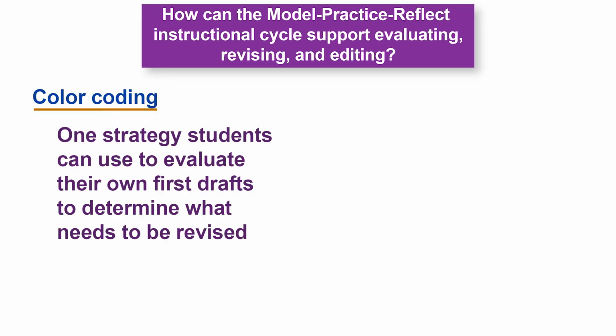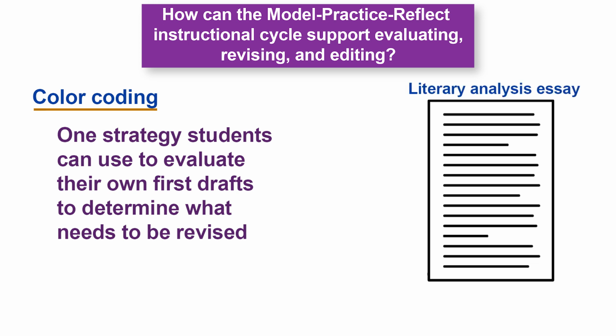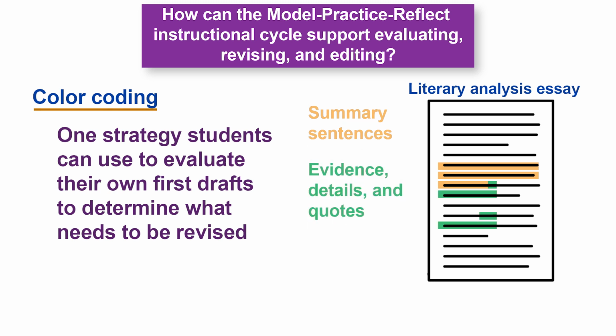Color coding is one strategy students can use to evaluate their own first drafts to determine what needs to be revised. For example, students can highlight summary sentences in orange to orient their readers to the facts. They can highlight text evidence, supporting details, and quotes in green. And perhaps most importantly, they can highlight their commentary in blue. Commentary sentences reveal a student's deeper thinking, interpretations, insights, opinions, and conclusions.